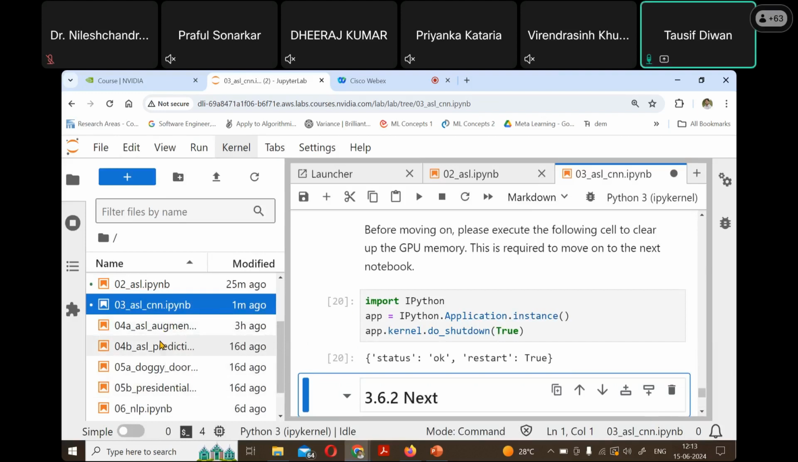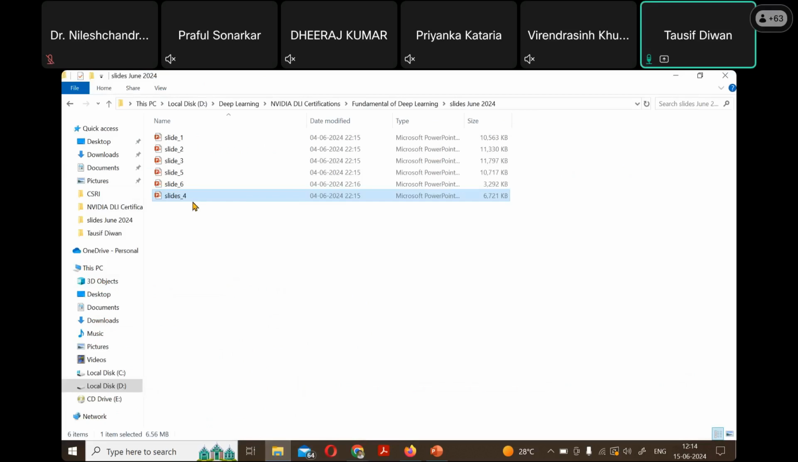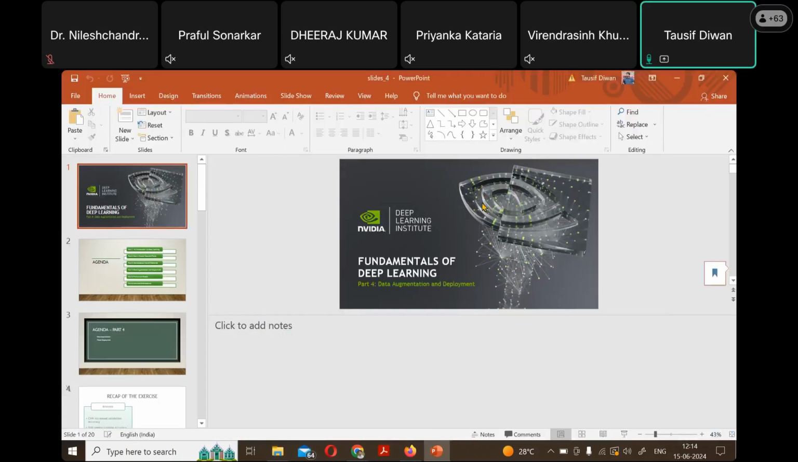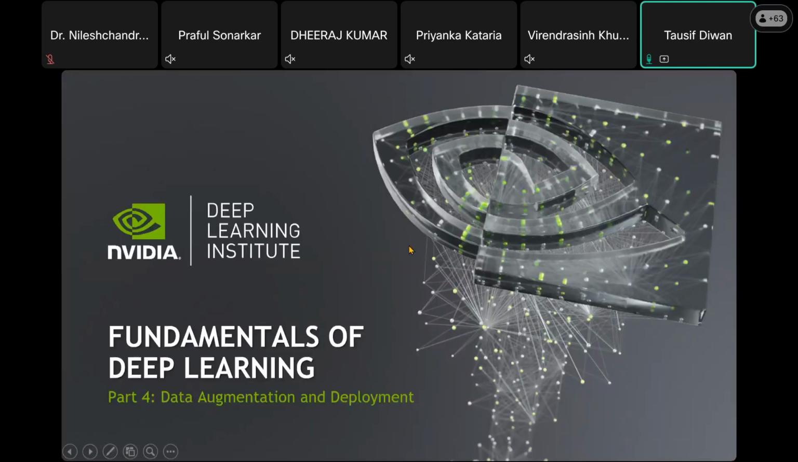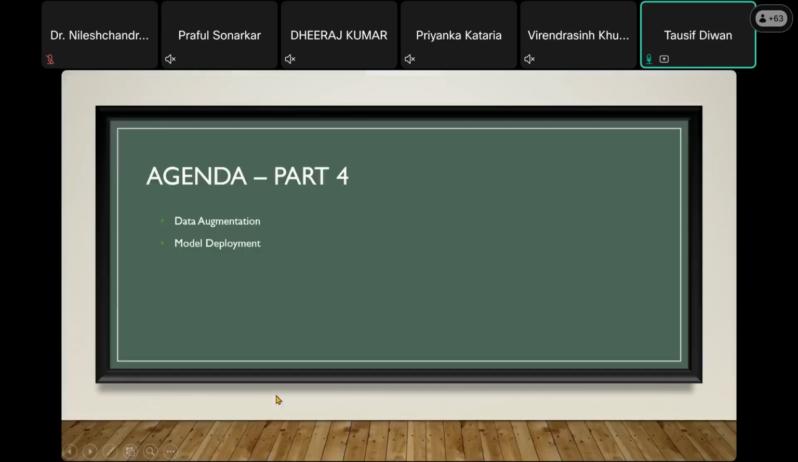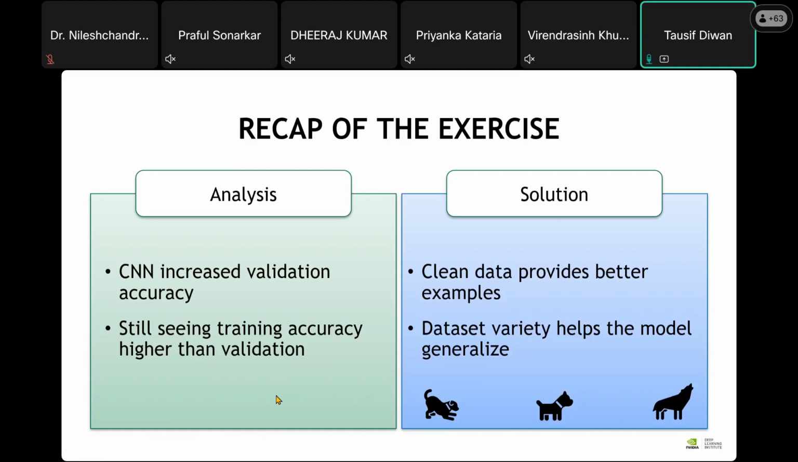Next, notebooks number 4A and 4B are based on augmentation of the data set. Notebooks number 5A and 5B are based on transfer learning. So we start with the augmentation. First of all, we will see this presentation based on augmentation, like what are the various types of augmentation and what is the necessity of it. And then we will move to the notebook. See, these are the fundamentals. Sorry, these are nothing but the augmentation and deployment, fourth notebook.